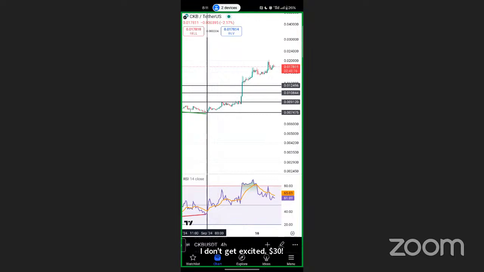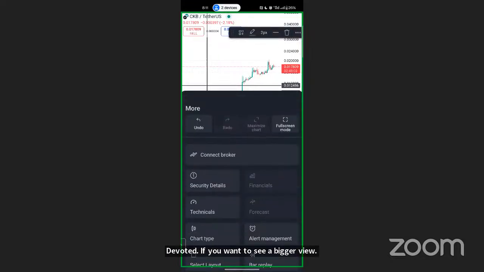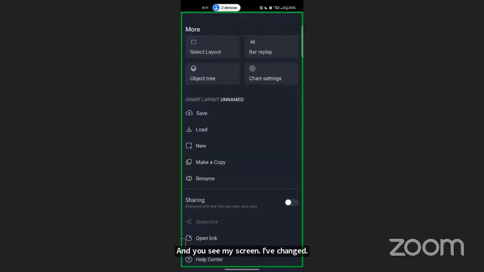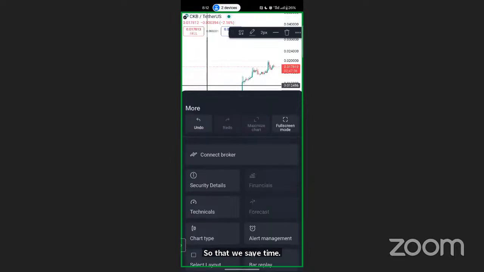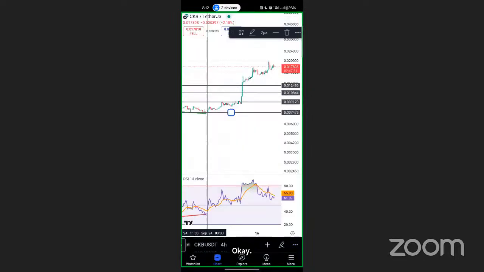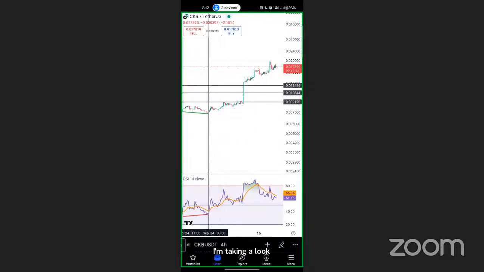So this is TradingView, but on the phone. Can you see my screen? Let me double tap if you want to see a bigger view. Can you see my screen? I've changed to a phone so that we save time. I've taken long without using a phone, so you will bear with me.